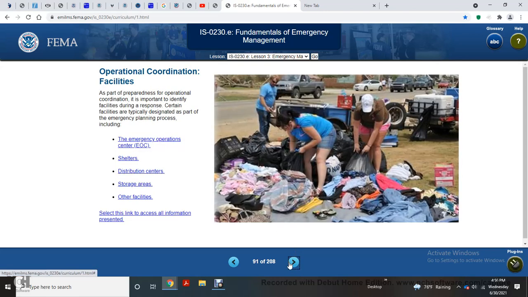Operational coordination facilities: part of the process is identifying facilities important during response. Certain facilities typically designated as part of the emergency planning process include emergency operations centers, shelters, distribution centers, storage areas, and other facilities. Emergency operations centers.